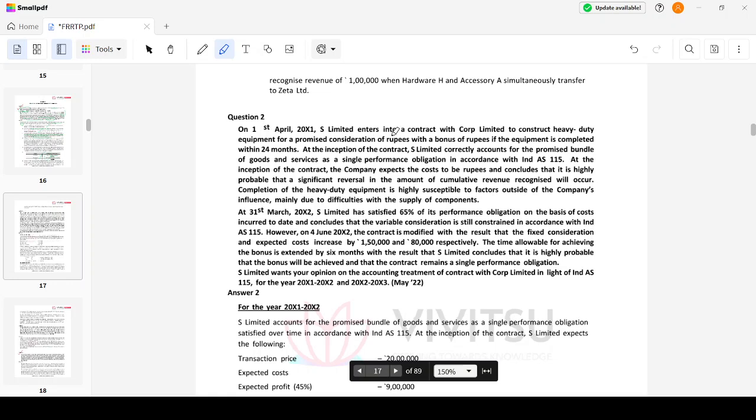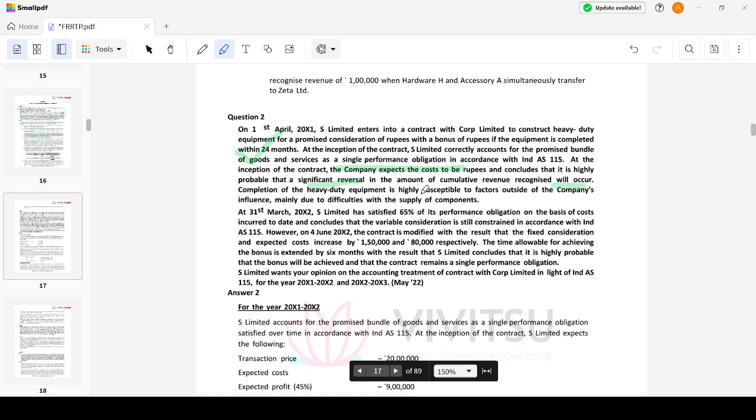On 1st April 20X1, S Limited enters into a contract with Corp Limited to construct a heavy-duty equipment for a promised consideration, with a bonus if the equipment is completed within 24 months. At the inception of the contract, S Limited correctly accounts for the promised bundle of goods as a single performance obligation. At inception, the company expects the cost to be a certain amount and concludes it is highly probable that a significant reversal in the cumulative amount will occur.